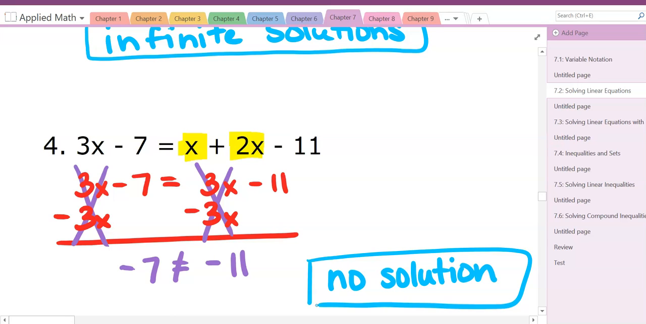Okay, I can't solve this one. That means that no matter what x I put in, it's never going to work. It's never going to be balanced. Something happened when these equations were created that they're never going to equal each other.